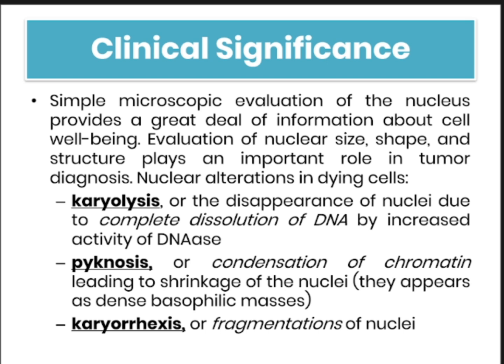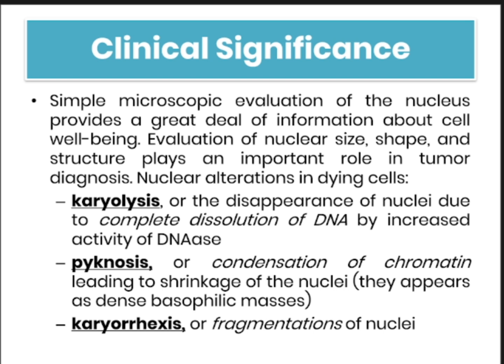When we talk about pycnosis in this process, the chromatin, which is the material that makes up the chromosome, would condense. So there is a condensation of chromatin. It would cause, therefore, the nucleus to shrink. Under the microscope, the nucleus would appear as dense dark masses. That's why, as stated here, it's dense basophilic masses.